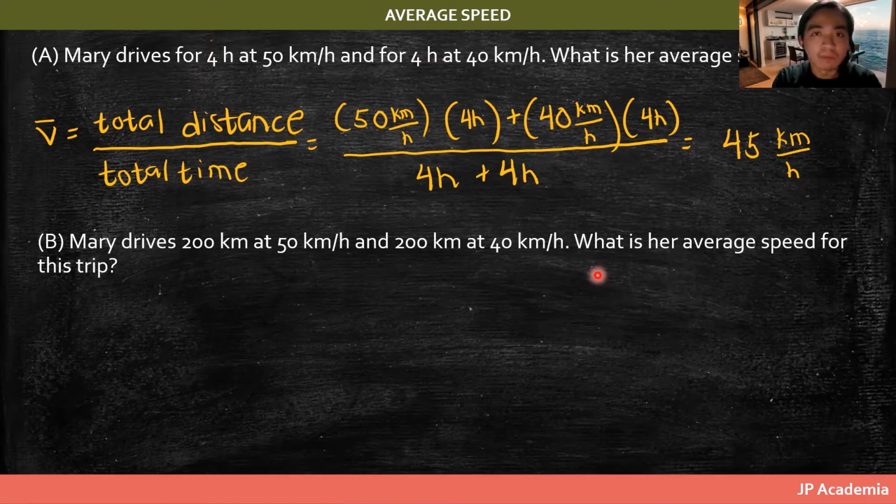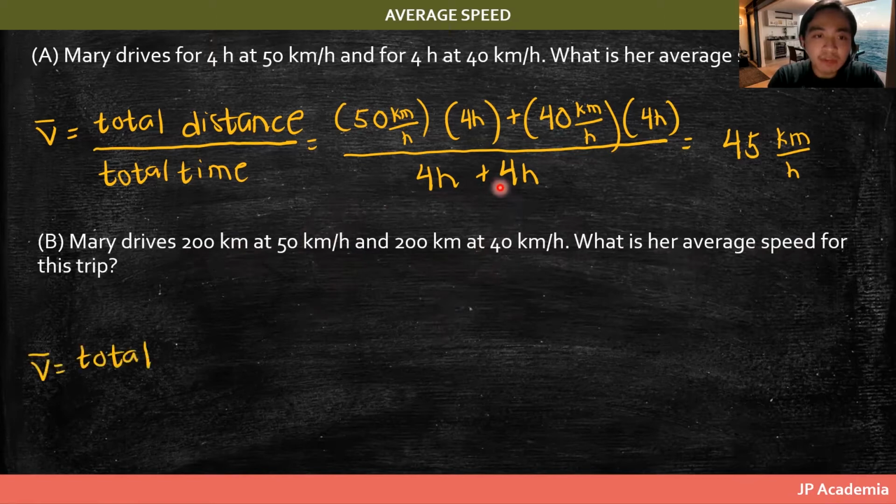And you will get this answer for the average speed, which is equal to 45 kilometers per hour. Okay? So next, letter B, Mary drives 200 kilometers at 50 kilometers per hour and 200 kilometers at 40 kilometers per hour. What is her average speed for this trip? So ngayon, binigay pa rin yung speed na 50 at 40, pero imbes na time yung ibigay, ang binigay yung distance na 200 kilometers parehas.